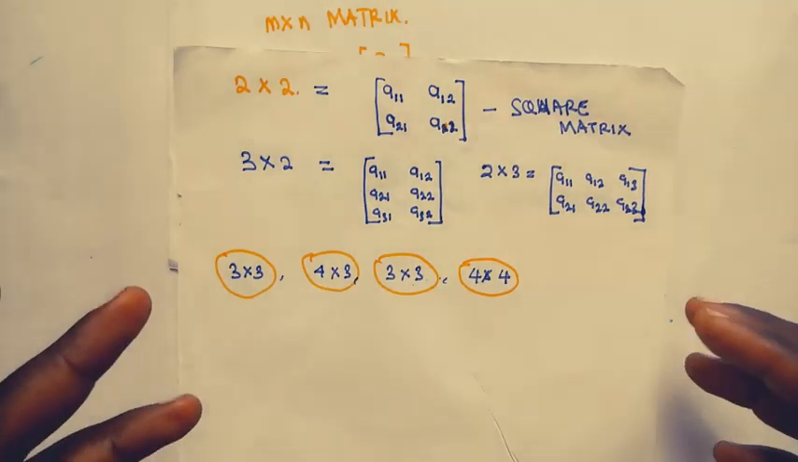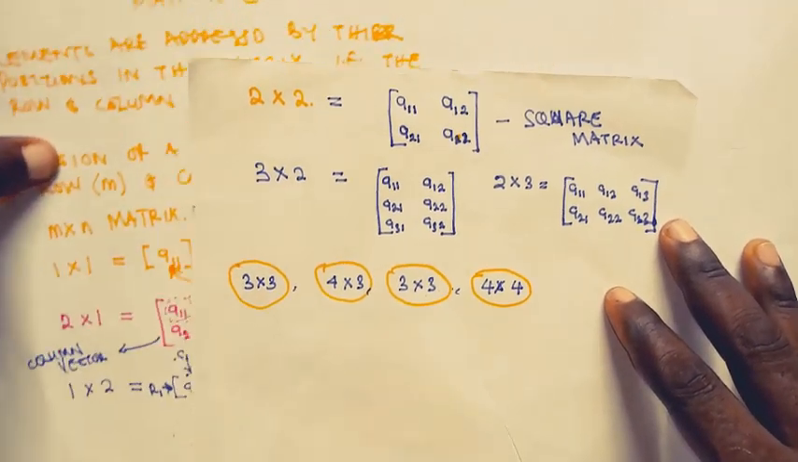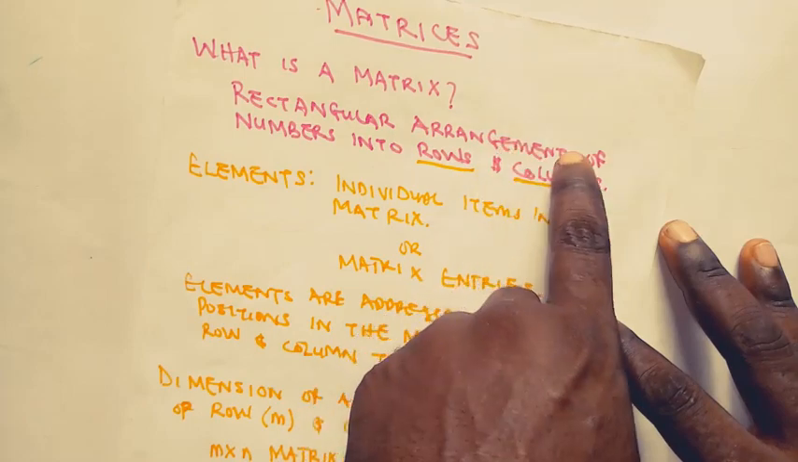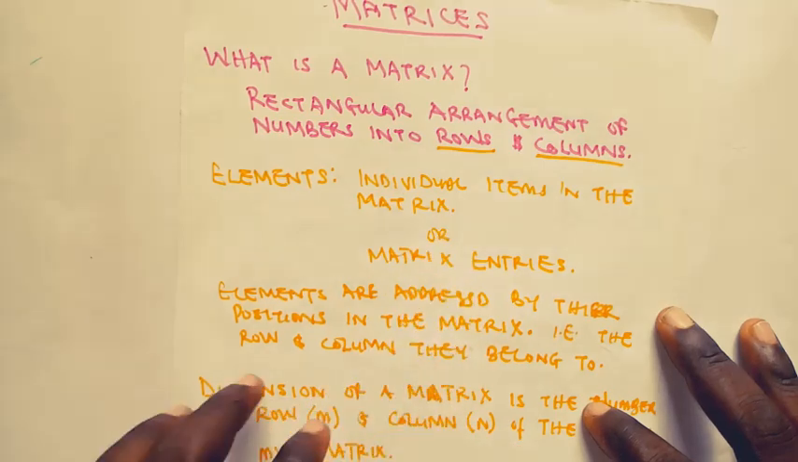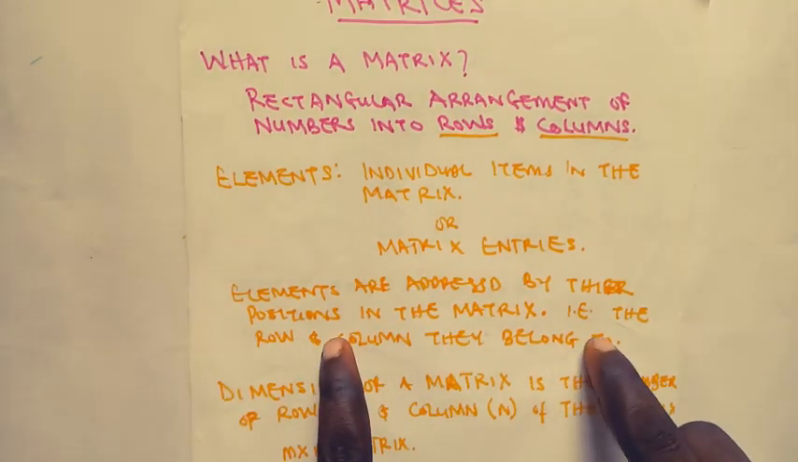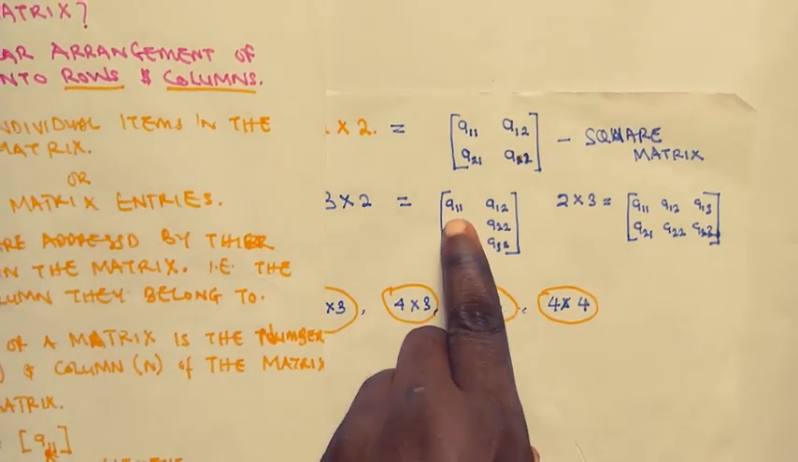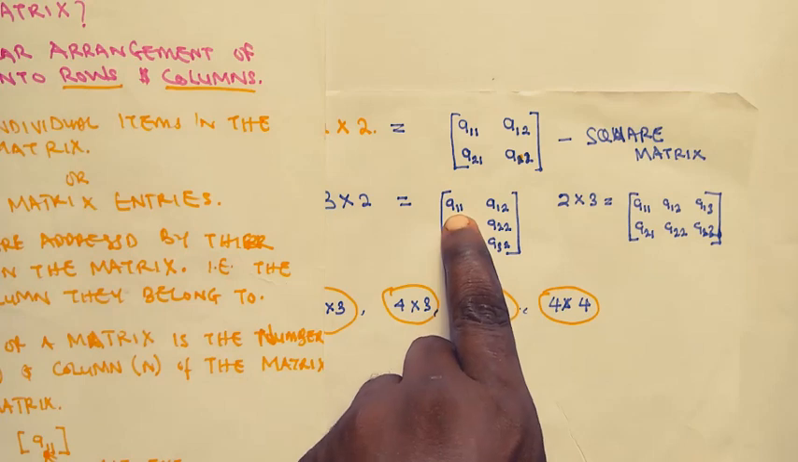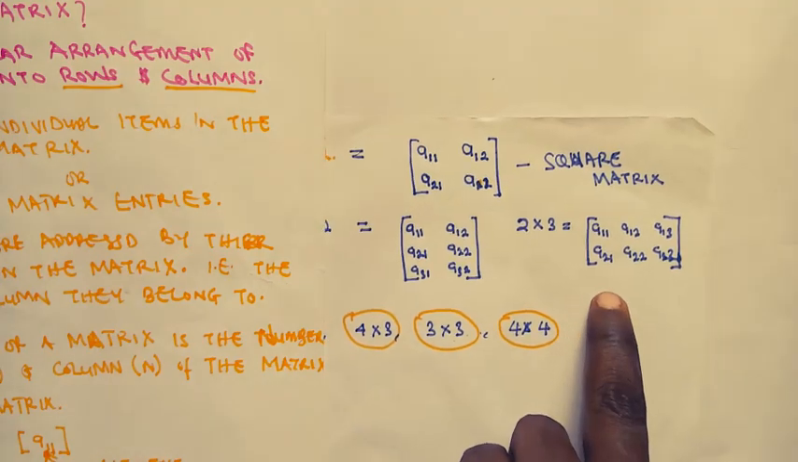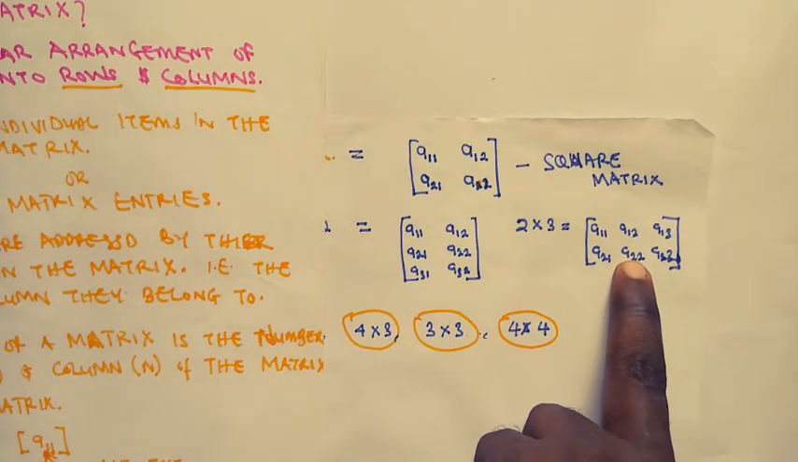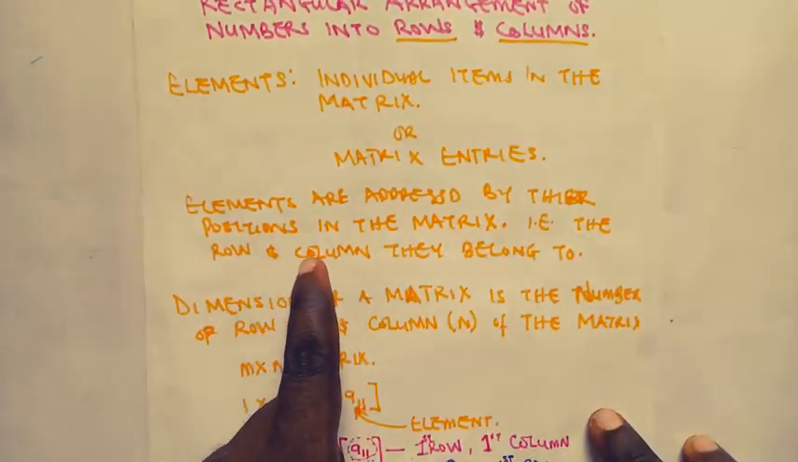So much to say about matrices. I think we have learned that a matrix is a rectangular arrangement of numbers into rows and columns. Every entry in a matrix is known as an element, and elements are addressed by their position in terms of the rows and columns which they occupy. For example, this element is in the first row, first column. This element is in the first row, second column. This element here is in the second row, second column. So that is what we mean by elements being addressed by their position in the matrix.